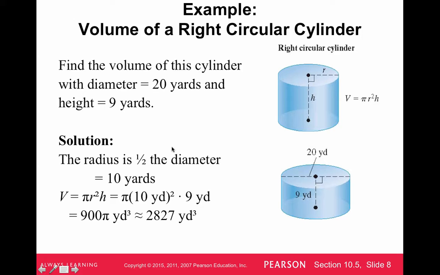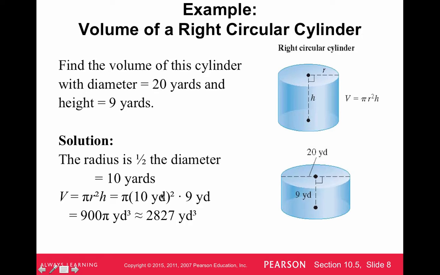Let's say it says the diameter is 20 yards and the height is 9 yards. Well, remember, radius is half the diameter. Diameter is all the way across. So if the diameter is 20 yards, then the radius is half of that, which is 10 yards. So we're going to use that in the formula for the radius. We're going to do pi times 10 yards squared.